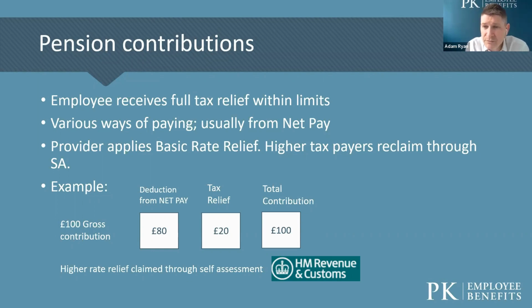Higher rate taxpayers complete their self-assessment form each January, and that is where they would receive their higher rate relief, which is often one of the areas that individuals forget to do. It's one of our biggest areas of support for the companies that we work with, explaining to employees about pensions tax relief, and the importance of reclaiming that higher rate relief. So just reminding your employees of that as an employer could be a good way to get on their good side in terms of saving them money in the future.